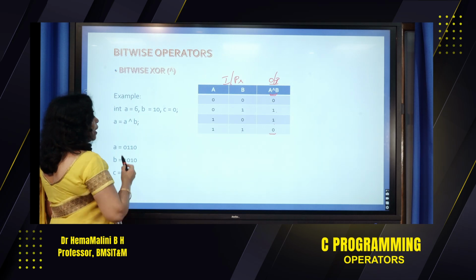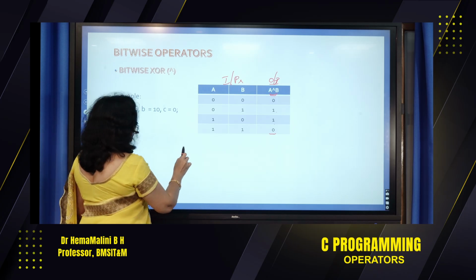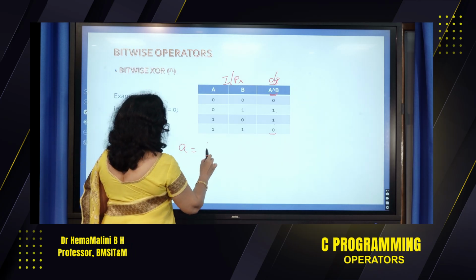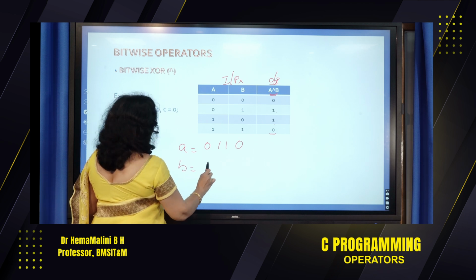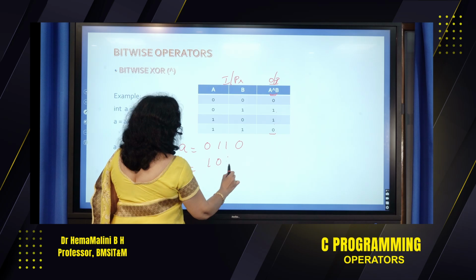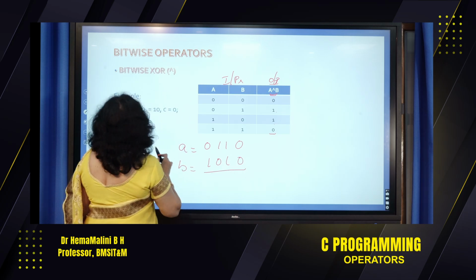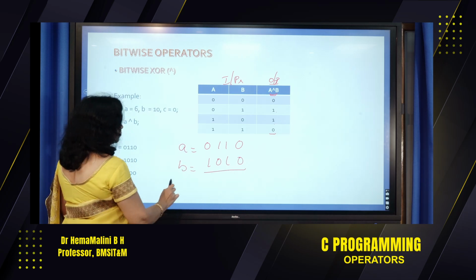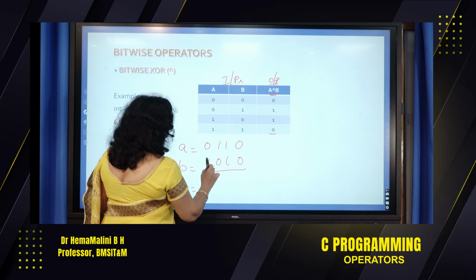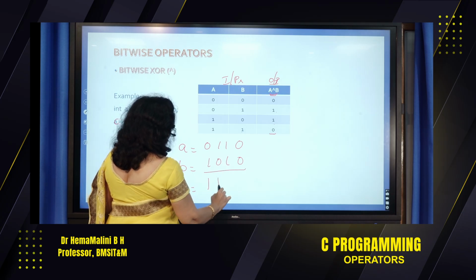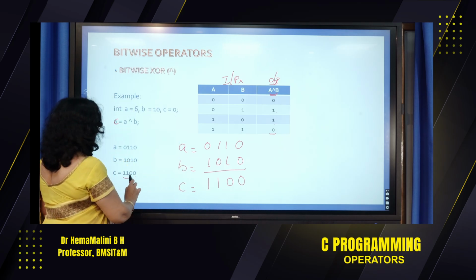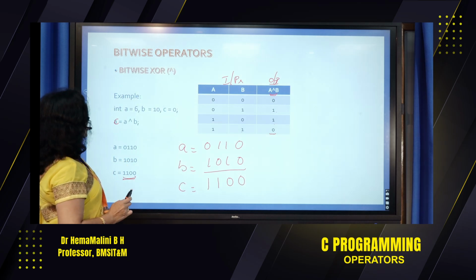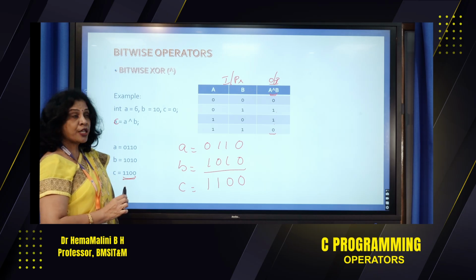Now we have to take an example. Integer a is 0, 1, 1, 0. This is 6. b is 10, which is 1, 0, 1, 0. The result c would be 1, 1, 0, 0. So this is the result we are going to get in bitwise XOR.